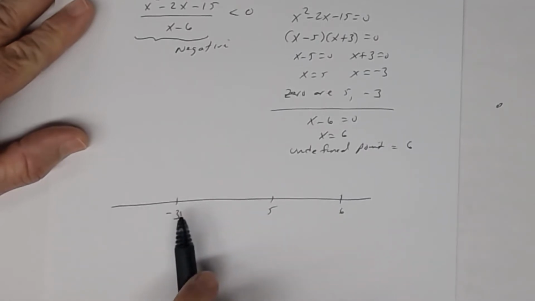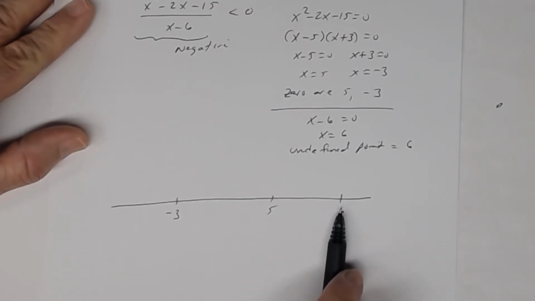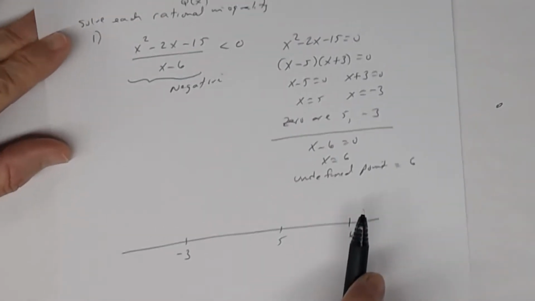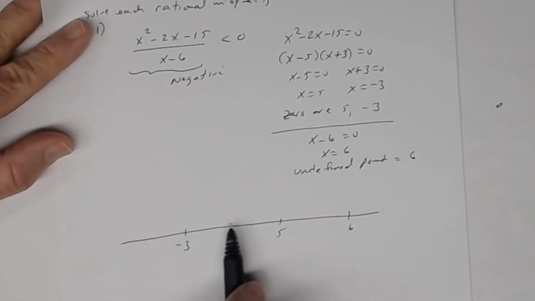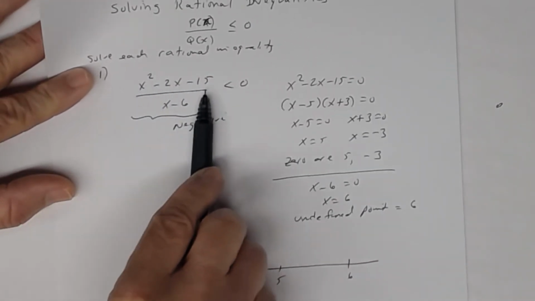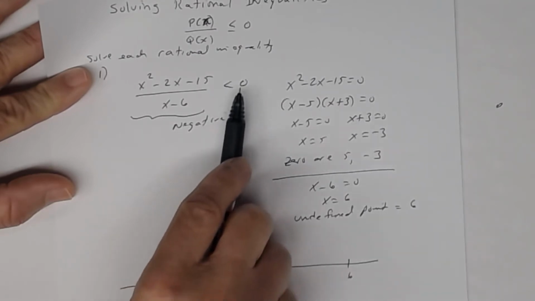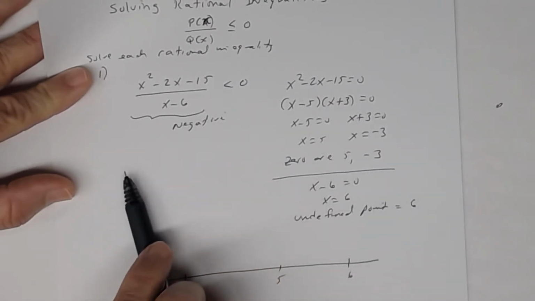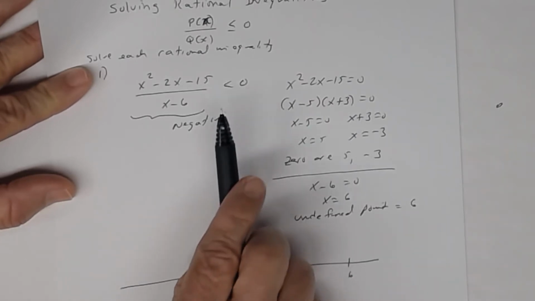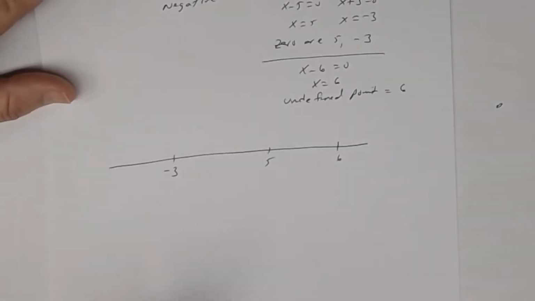The interval here will be from negative 3 to 5. The interval here will be from 5 to 6. And the interval here is from 6 to infinity. And so remember what you're trying to do. You're trying to find which real numbers will make this inequality a negative number. Any number less than 0 is negative. Remember, like negative 1, negative 8.6. Those are negative. Those are less than 0. Okay. All right.